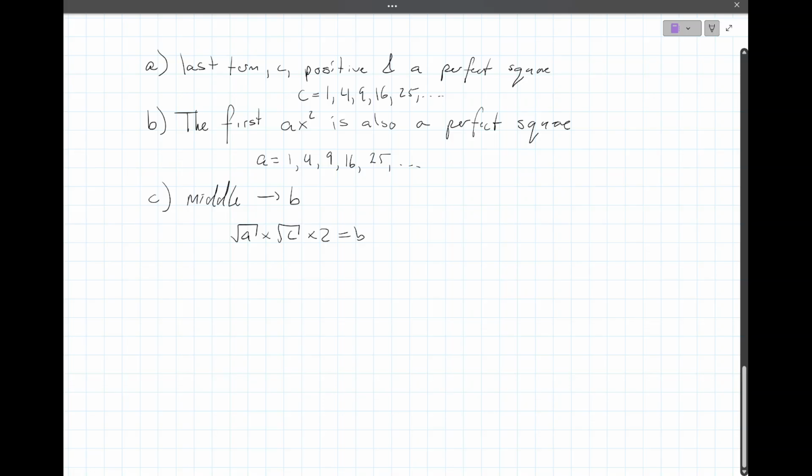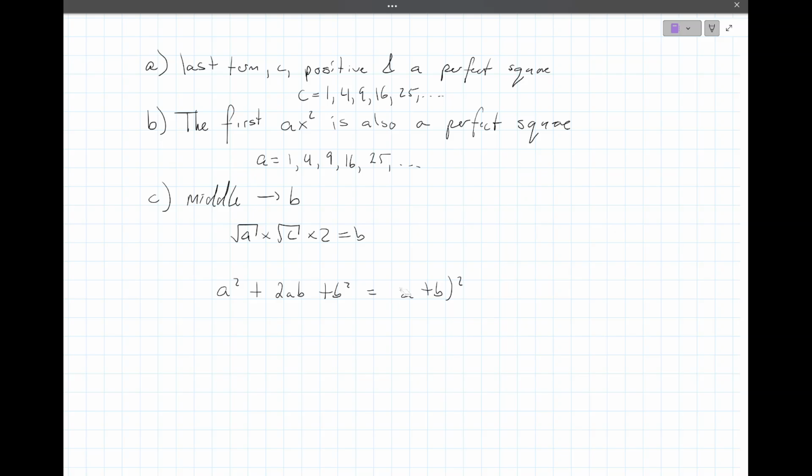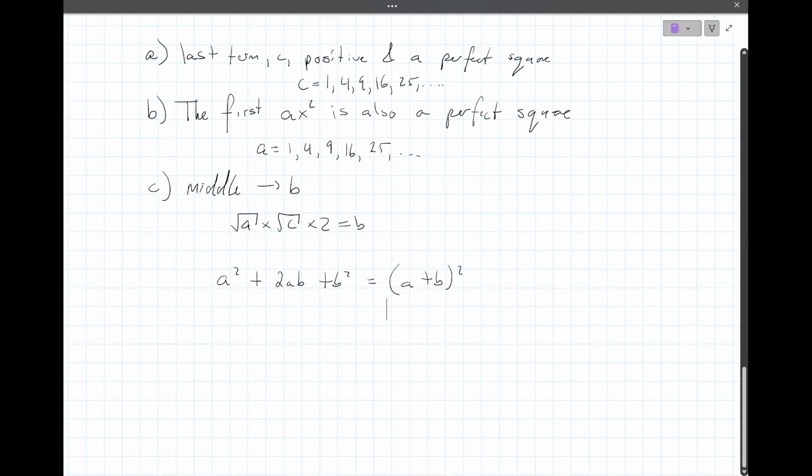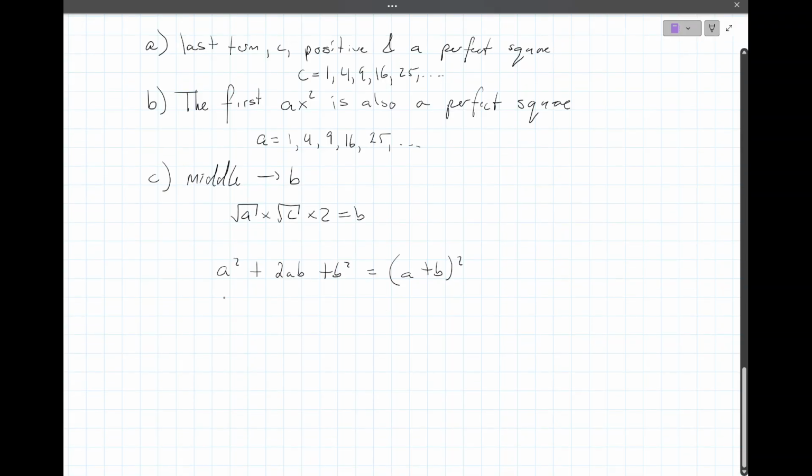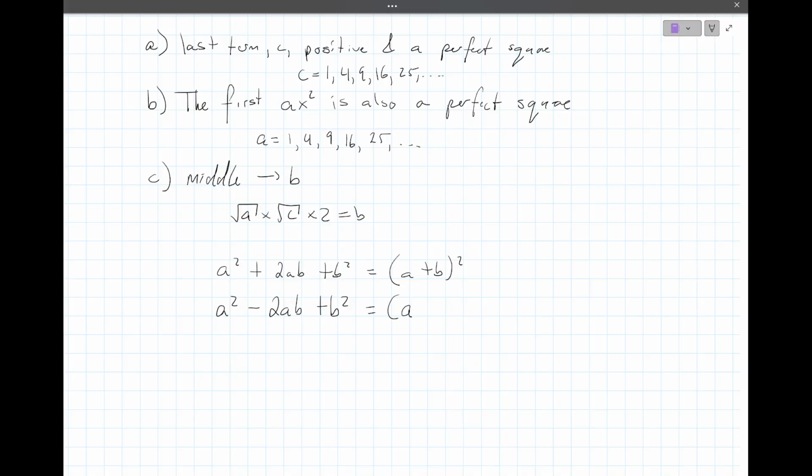But we're going to see that the pattern is basically a squared plus 2ab plus b squared ends up being (a plus b) squared, right? Here a is the square root of a squared, b is the square root of b squared, and then 2 multiplied by a and b gives the middle term. I can also do this with a negative in the middle, and that's going to be plus b squared here. Instead of having a positive between the two terms, I have a negative. So that's my perfect square.